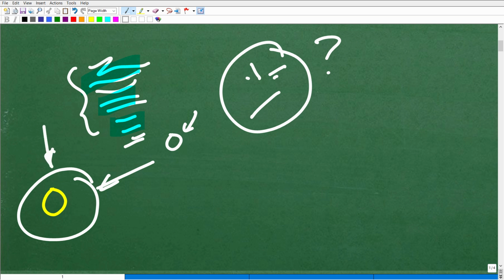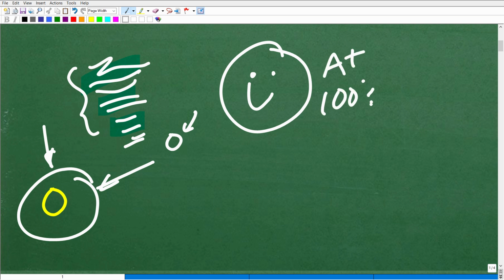So if you got 0 as your answer, let's go ahead and fix up this little face here with a nice little happy face, an A plus, a 100%, and a few stars so you can tell your friends and family that you know precisely how to evaluate a variable expression given specific values for those variables. Okay, so very, very good. All right, now let's go ahead and get into this problem.